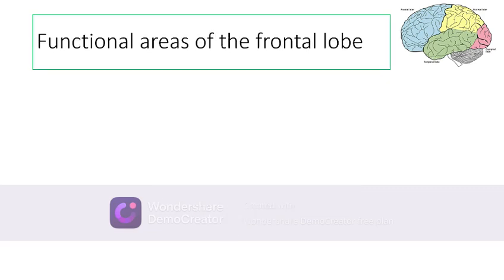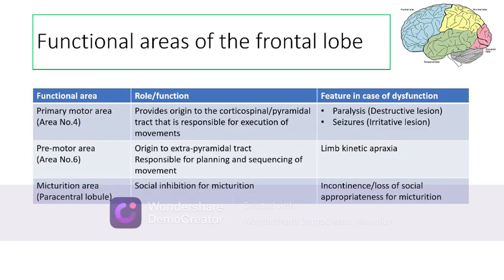So now talking about the functional areas of the frontal lobe. The frontal lobe is the main motor cortex. It has got the primary motor area, which is area number 4, that provides the origin to the corticospinal or the pyramidal tract and is responsible for the execution of movements. If there is a destructive lesion in the primary motor area like an ischemia or a hemorrhage, then it results in paralysis. Whereas if there is an irritative lesion such as a tumor, abscess, or any other space occupying lesion, then the patient presents with seizures.